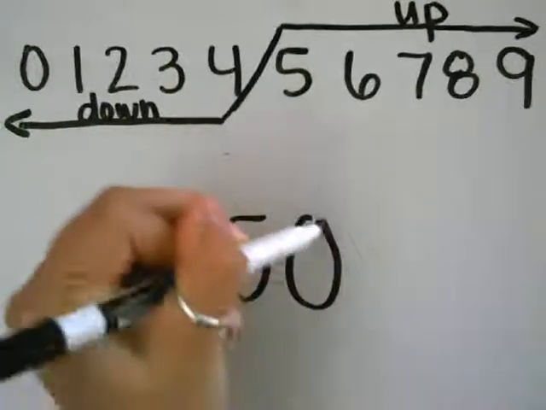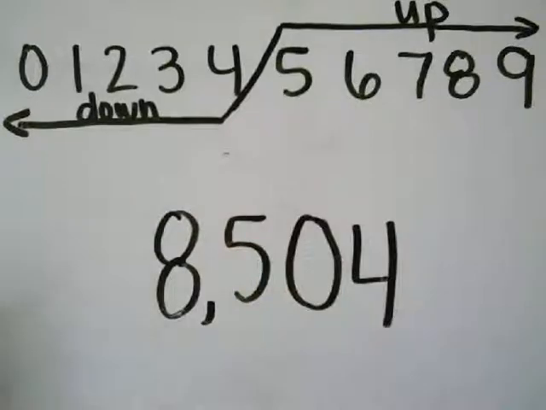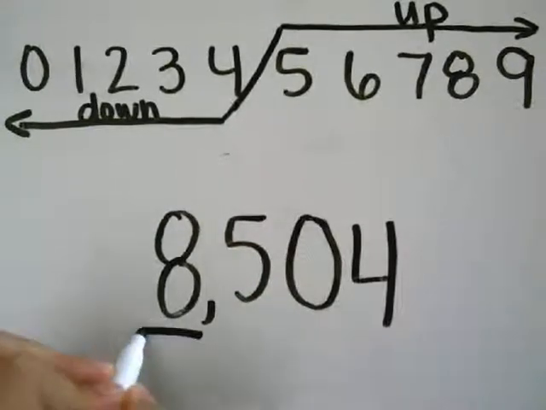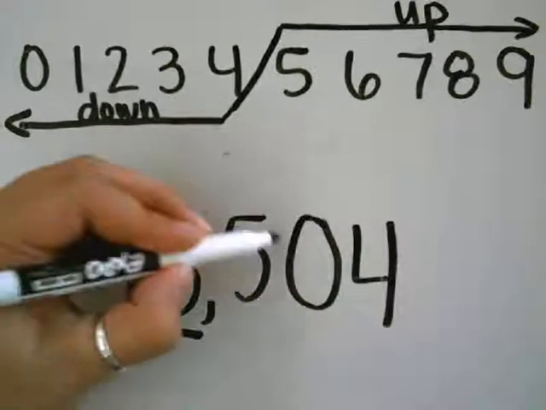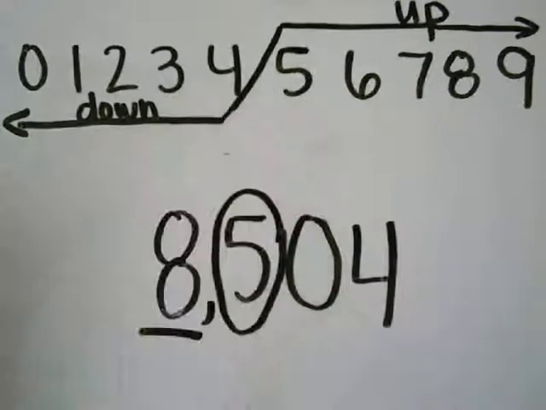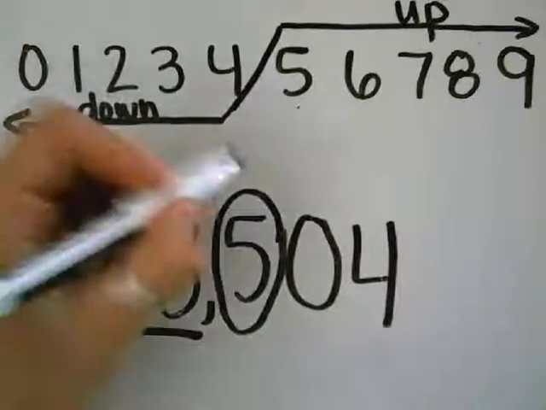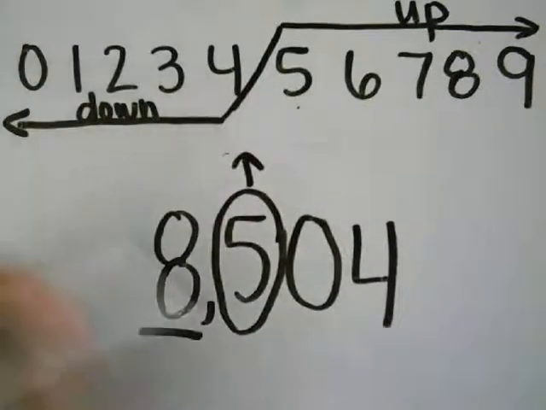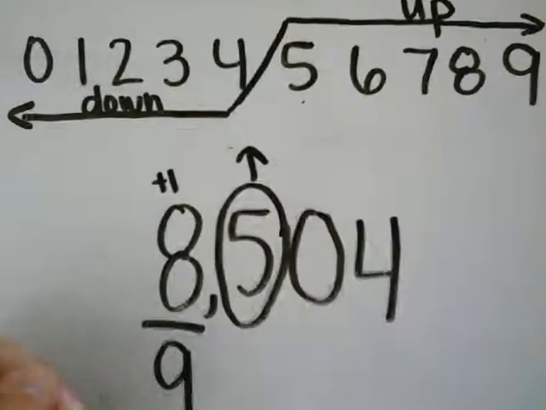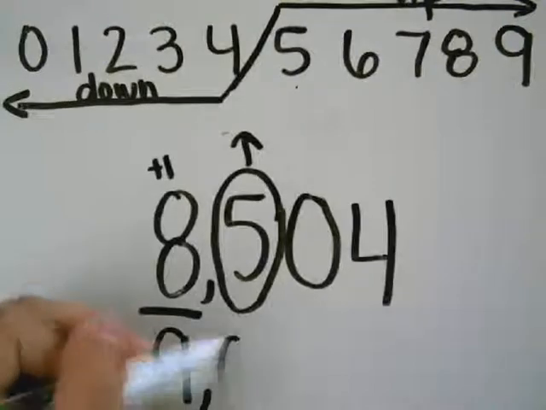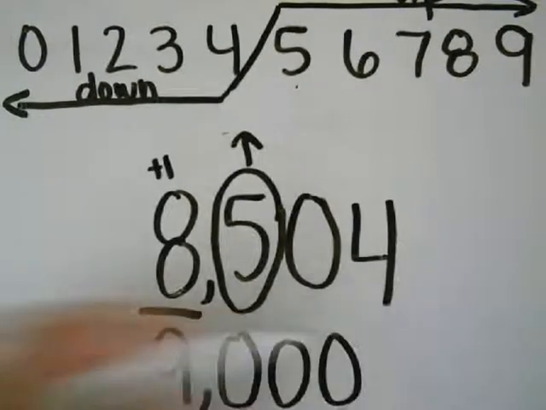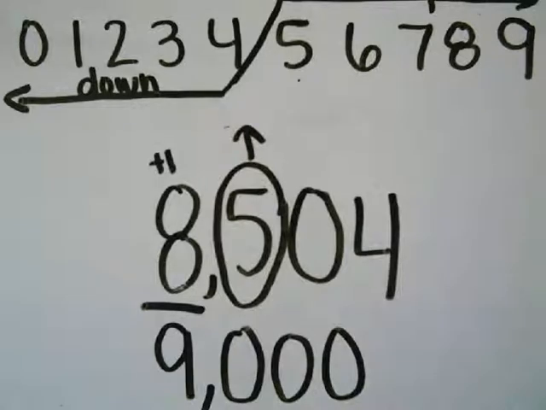We'll do 8,504. And we're going to round to the thousands place this time, and that is the 8. So we're going to use the number to the right to help us, and that's the 5. So we're going to look up here, and the 5 tells us to round up. So when we round up, we add 1 to the place that we're rounding to, and that is going to equal 9, and change all the numbers to the right of it to a 0. So we end up with 9,000. When you round to the thousands place, you're going to end up with easy numbers to work with, like 1,000, 2,000, or 9,000.